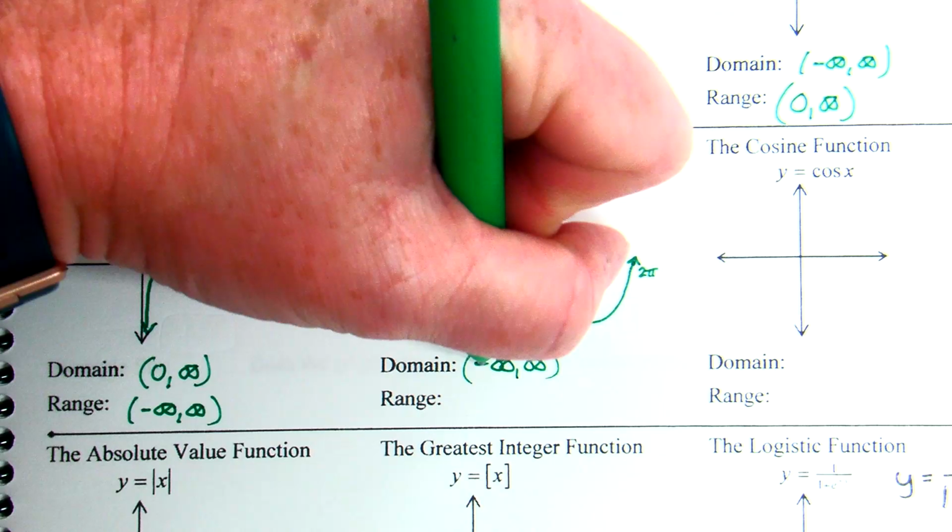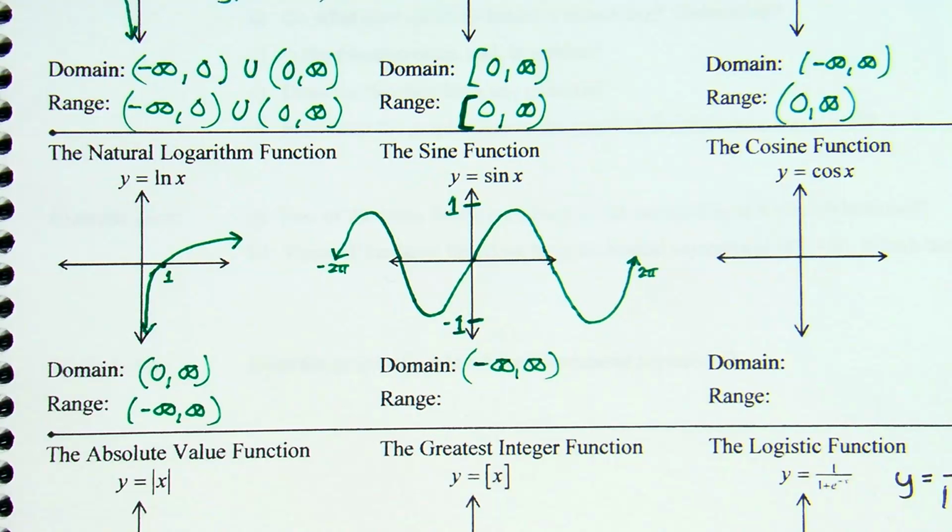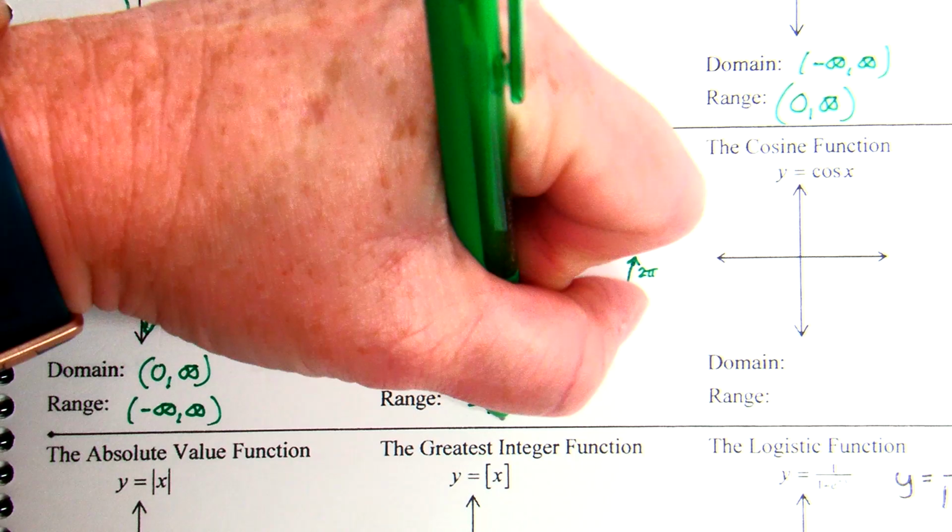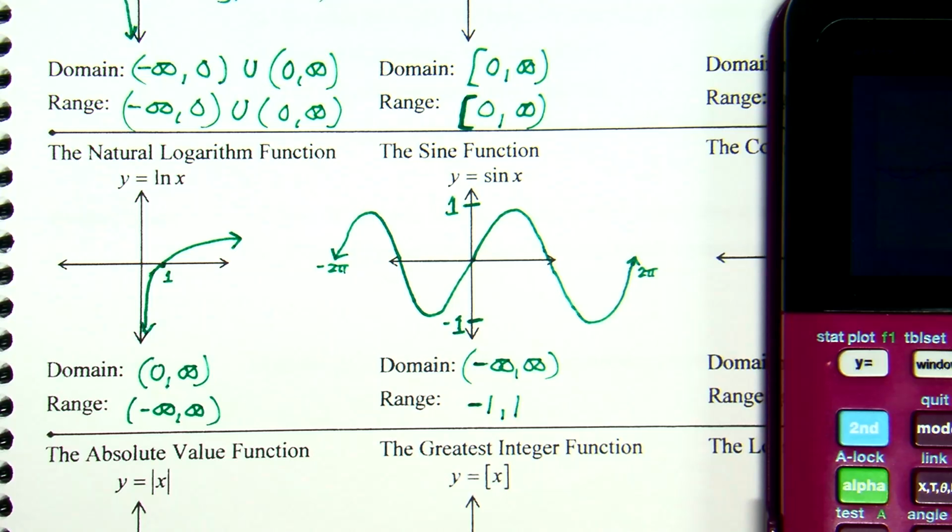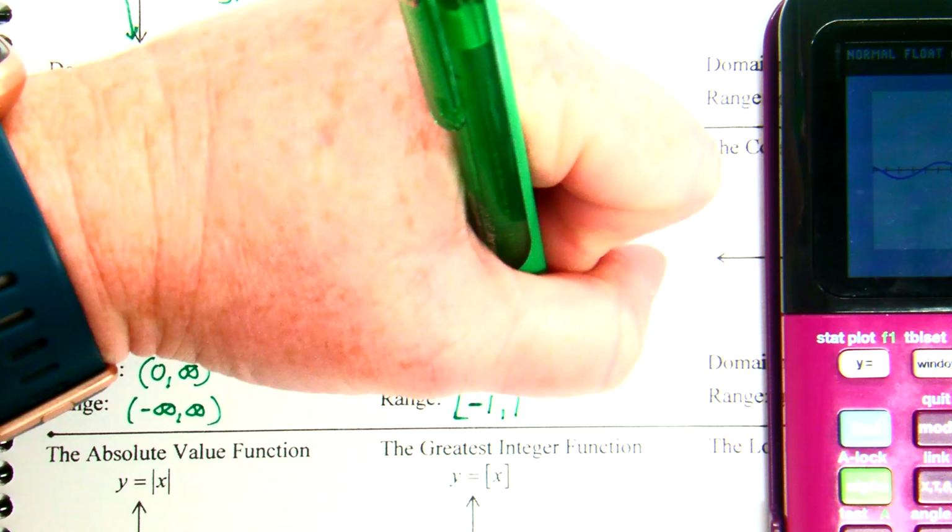What about range? How low and high does this graph go? It goes as low as -1, doesn't it? If you zoomed in on your calculator, you'll be able to tell that. It goes as high as 1. Does it ever go past these? It does not. So my range is -1 to +1. Does it touch these? And I will tell you it does. So it's -1 to +1 with brackets.